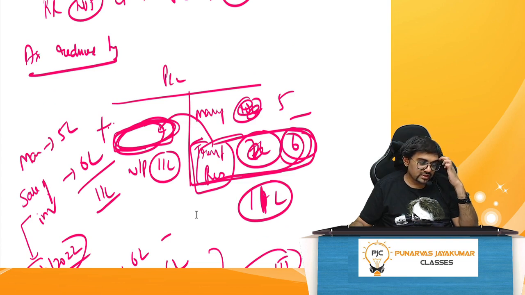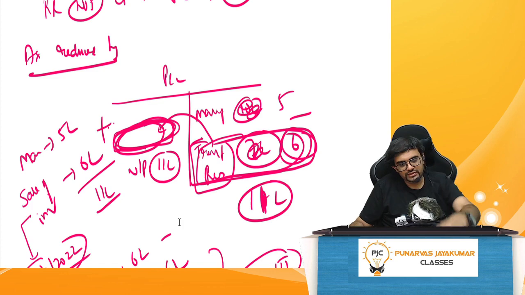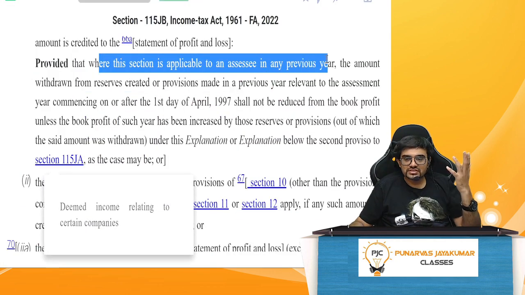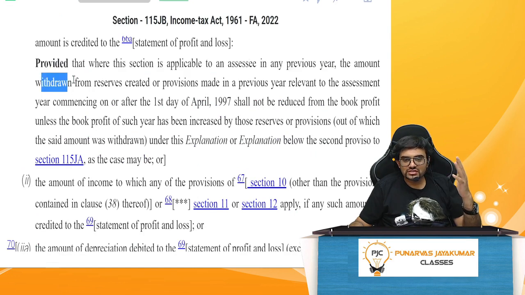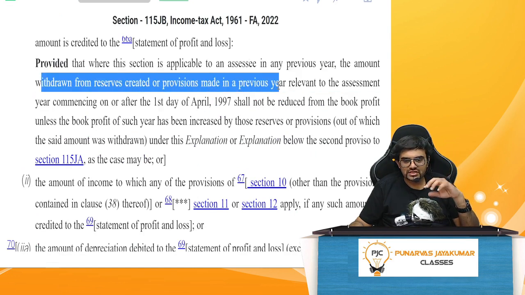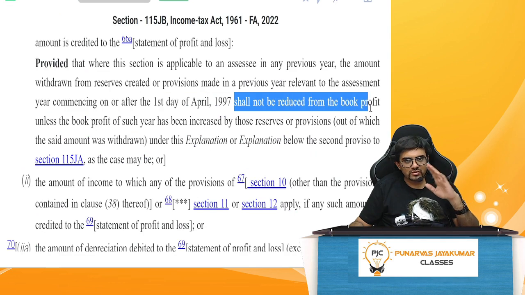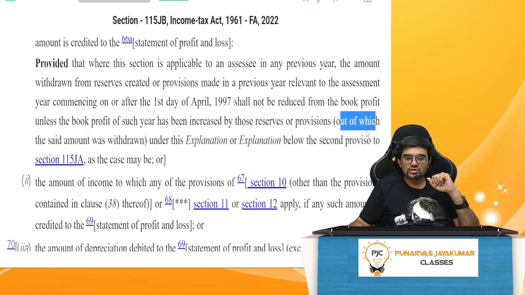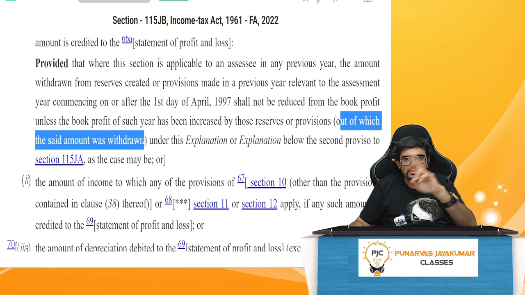So what do you mean by that year? The previous year in which the reserve or provision was made. Was 6 lakh added before? No. If it is not done so, nothing can be done. So in this example, was 6 lakh added? No. Where the section is applicable in any previous year, the amount withdrawn from reserves created or provisions made in the previous year shall not be reduced from the book profit. 6 lakh will not be reduced unless the book profit of such year has been increased by those reserves out of which the said amount was withdrawn. So it should be a matching concept.